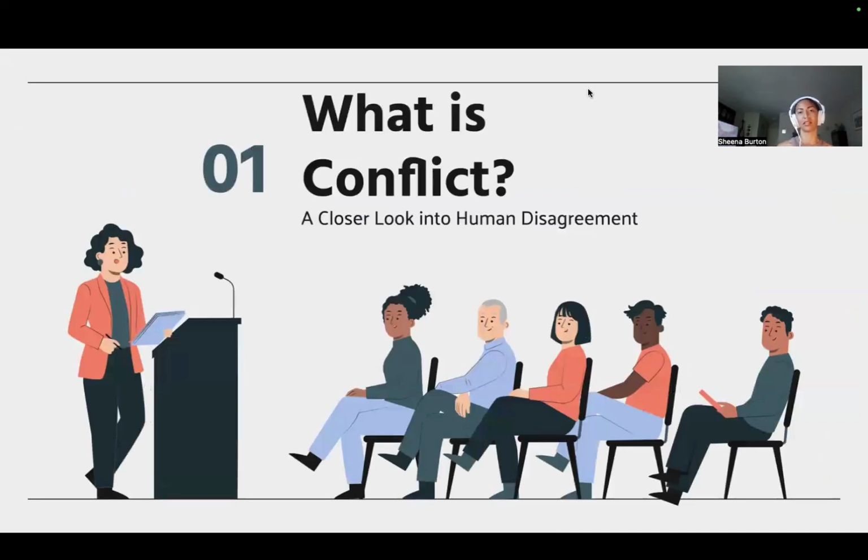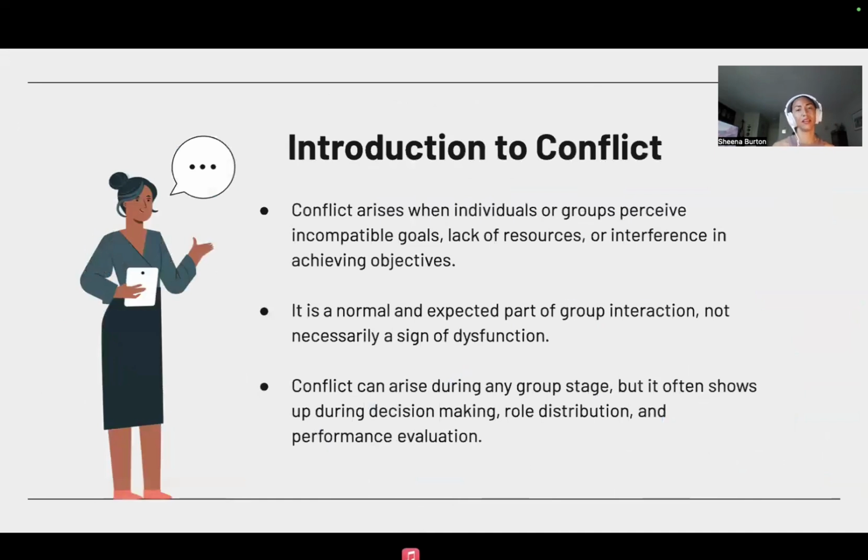What is conflict? A closer look into human disagreement. Introduction to conflict. Conflict arises when individuals or groups perceive incompatible goals, lack of resources, or interference in achieving objectives. It is a normal and expected part of group interaction, and it's not necessarily a sign of dysfunction. Conflict can arise during any group stage, but it often shows up during decision-making, role distribution, and performance evaluation.